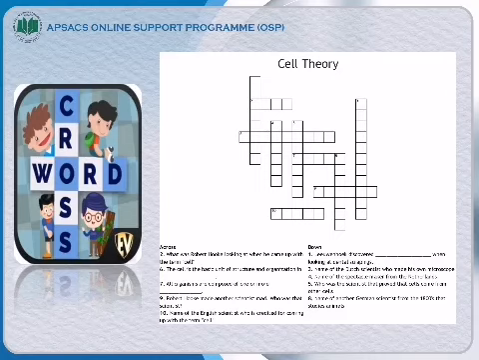There is a crossword for you guys. To check your knowledge of the history of the formulation of cell theory, you have to complete it.